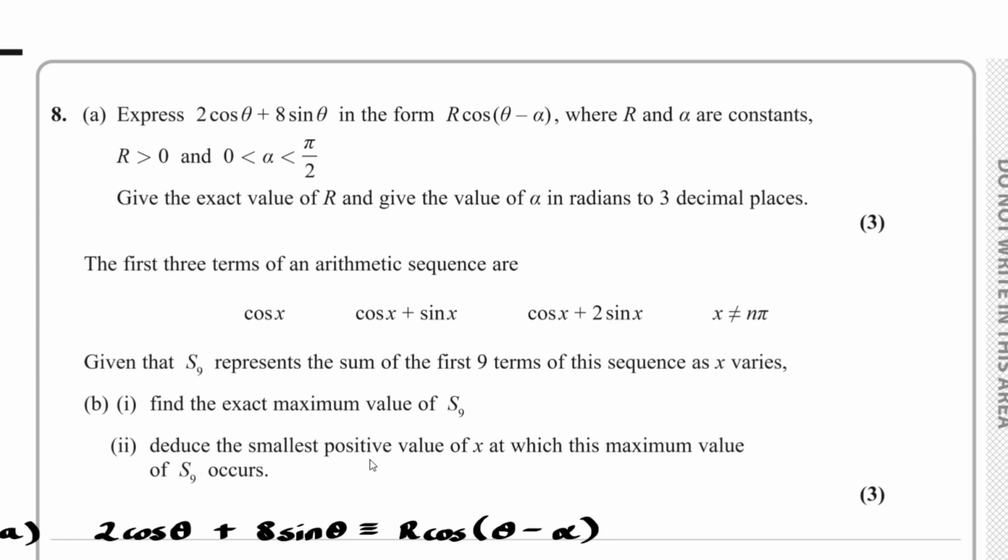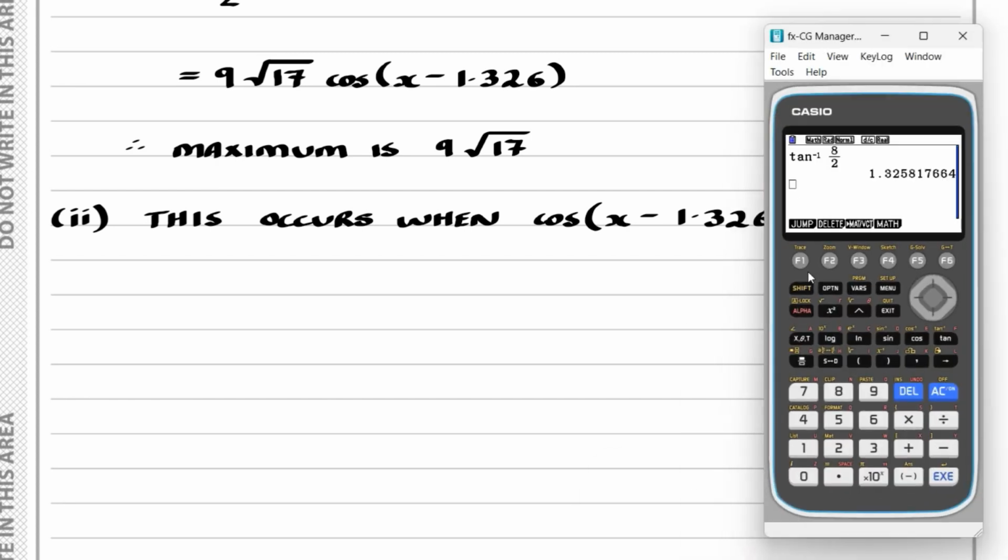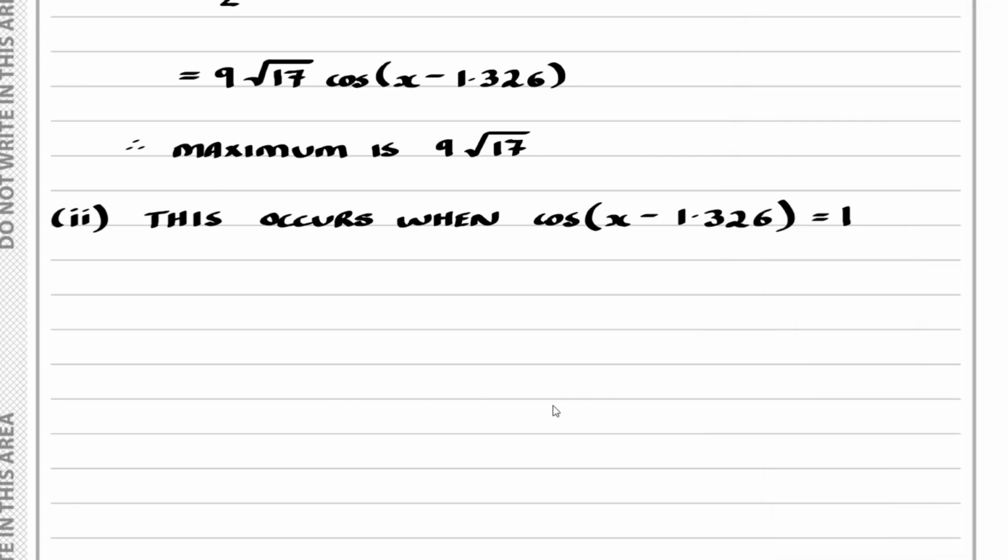We now have to deduce the smallest positive value of x at which this maximum value of S9 occurs. This maximum occurs when the cosine of x subtract 1.326 is equal to 1. Which means, if I take the inverse cosine of both sides, the inverse cosine of 1 is 0, which means x subtract 1.326 is equal to 0, which means x is equal to 1.326.